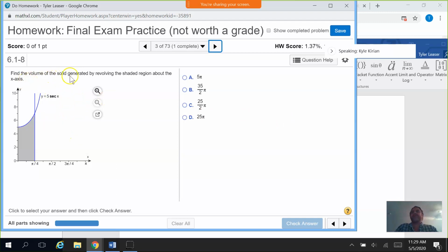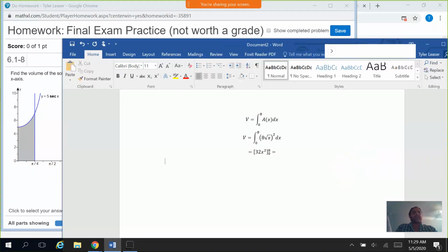So for this one, find the volume of the solid generated by revolving the shaded region about the x-axis. So here we have the function 5 secant, and then this is just going to be the function pi over 4. In my shaded region here, we're revolving it around the x-axis, so we're revolving it this way. Okay. We have a bunch of different ways of finding volumes when you're revolving something around.